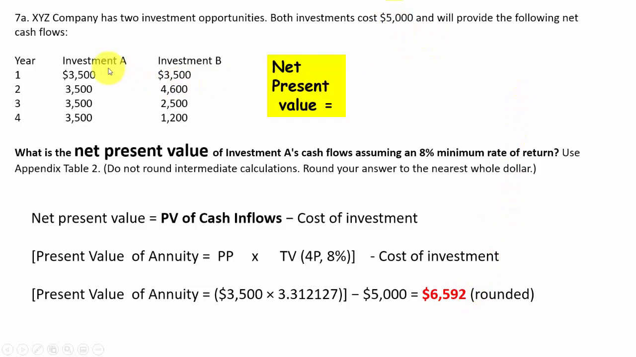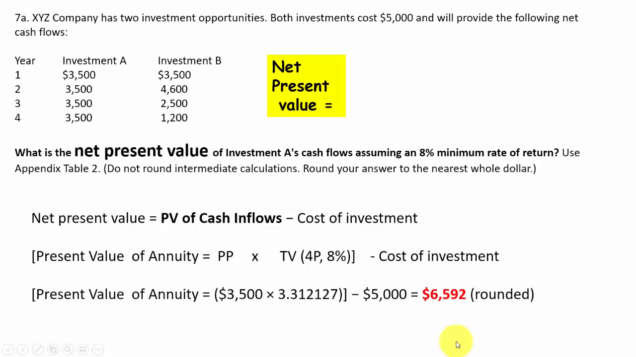Another way to look at this would be to say, I'm going to invest $5,000 and I'm going to get $3,500 each year back from this investment for 4 years. And so after I get an 8% return, I have a net present value from this investment of $6,592.